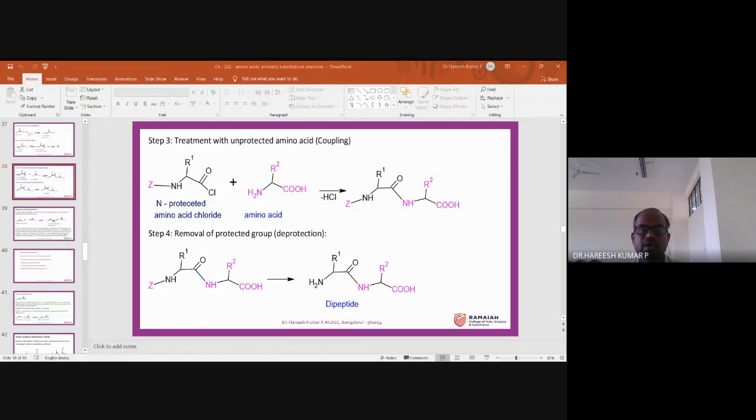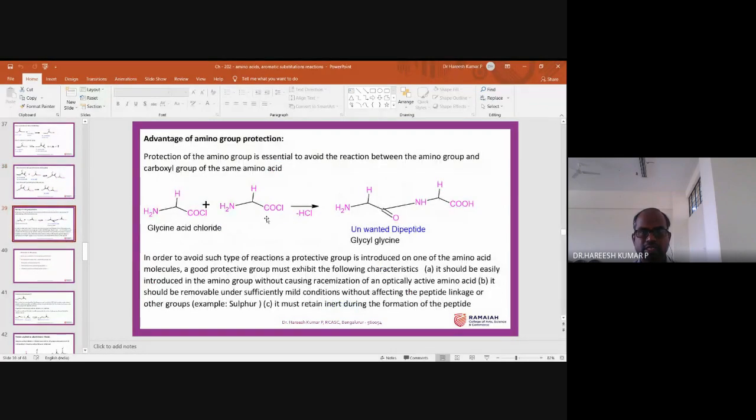With this, I will go to the next slide. One can ask, what is the advantage of protecting the amino group? For that, you can explain this one. Look here, suppose an amino group is not protected. What will happen if there is no protection to the amino group? See here, I am taking glycine. Glycine was treated with thionyl chloride, and glycine acid chloride is obtained.